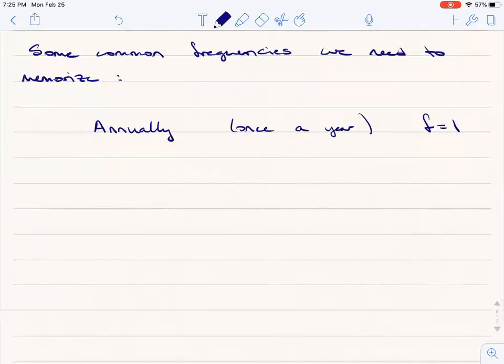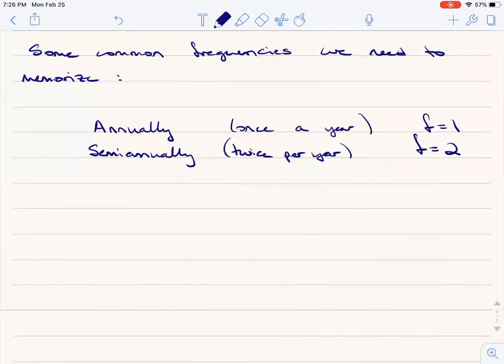That one's okay. Semi-annually is twice per year, right? So the compounding frequency would be 2. So semi-annually, twice per year, translates to a frequency of 2 times per year.